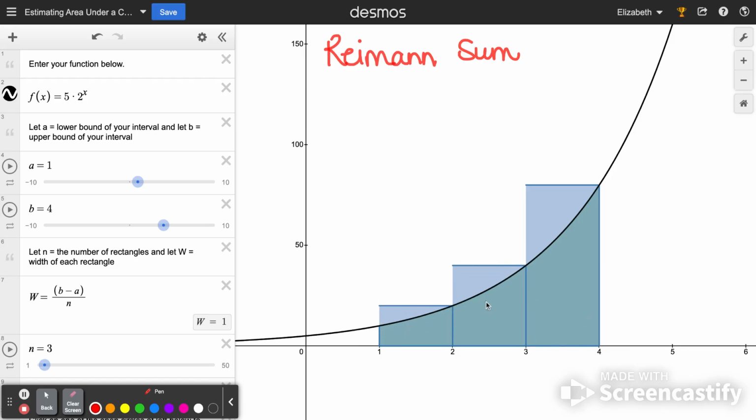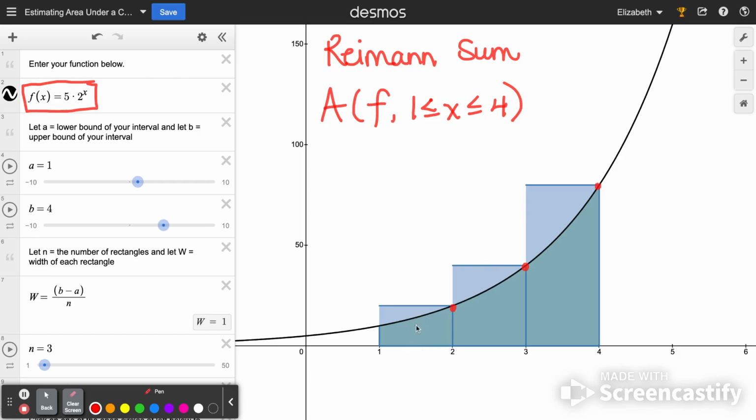What makes this method really nice is that these rectangles are formed by going to a point on the graph. So if you need to know the height of the rectangles, it comes from the value of the function at that point. So let's start here. You see we're finding the area under the curve, function f, from 1 less than or equal to x less than or equal to 4. And this function here is f of x equals 5 times 2 to the x power.